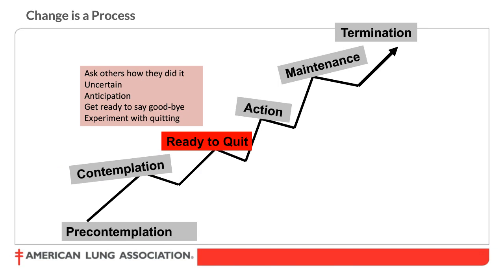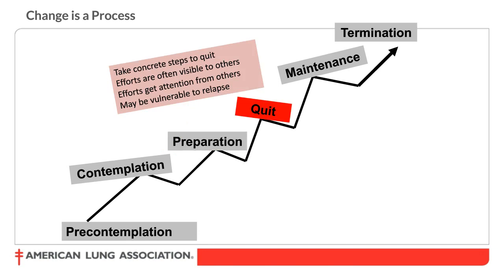In the preparation stage, individuals are ready to quit. They are asking others how they did it. They are uncertain, but they are anticipating quitting. They are ready to say goodbye, and they are experimenting with quitting. They are ready to take action in the near future and will probably set a quit date within the next 30 days.